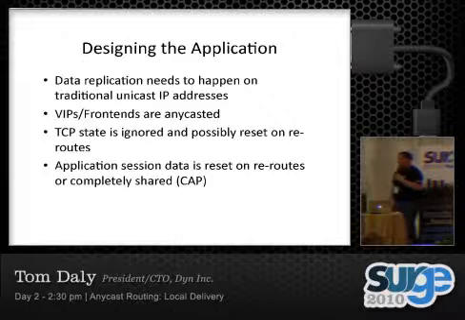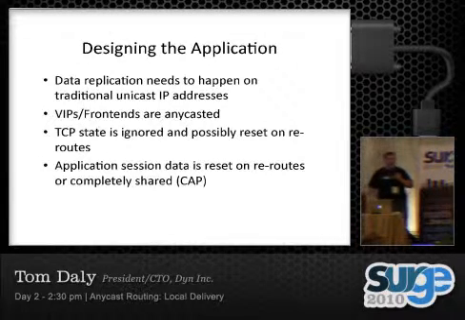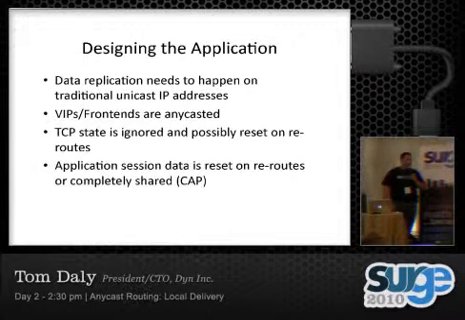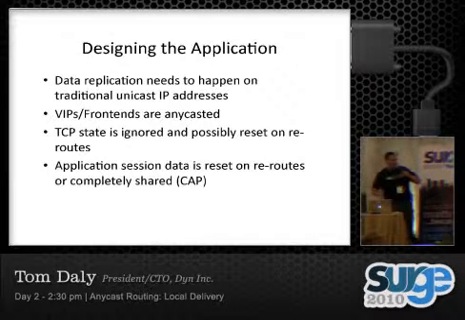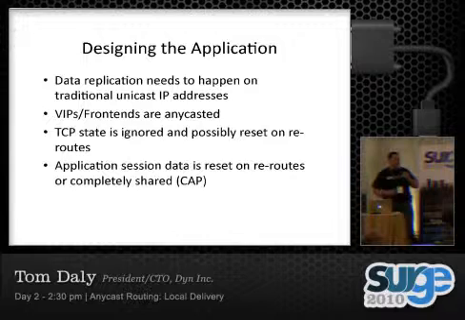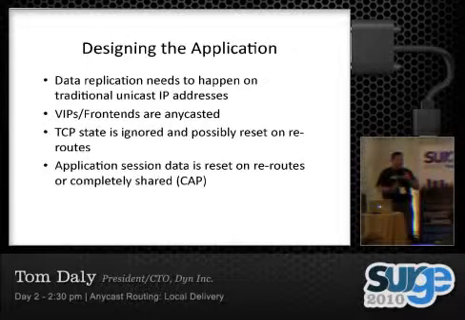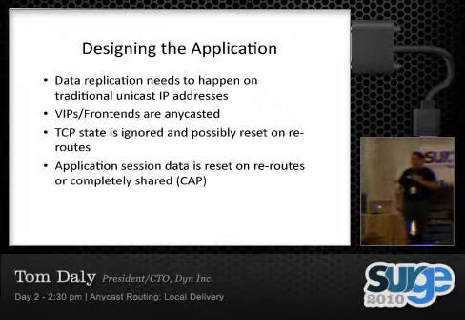So in terms of designing the app, it's very important that your data sharing or your replication happens across regular unicast addresses. If your developers don't know, hey, when I bind to a socket to talk out for this app, I need to bind to a unicast IP on an interface versus the anycast IP, it's something you need to build into your app. The VIPs and the frontends are anycasted. We were just talking about this.